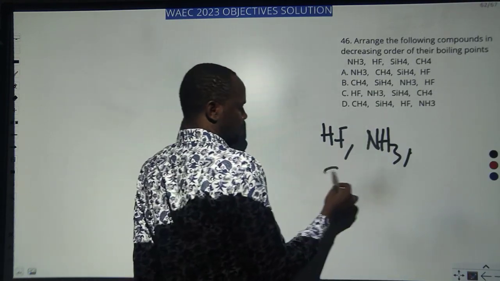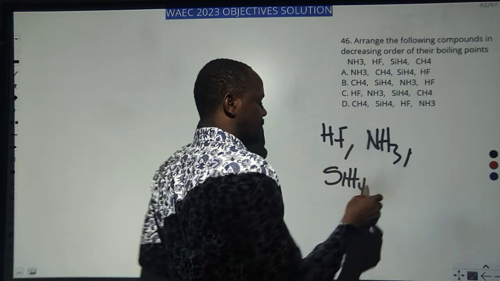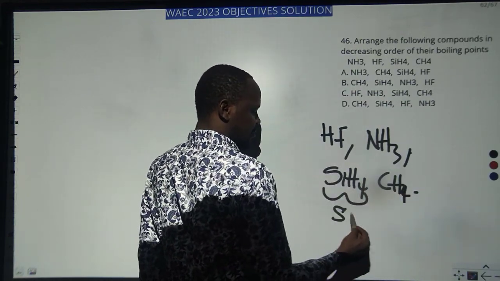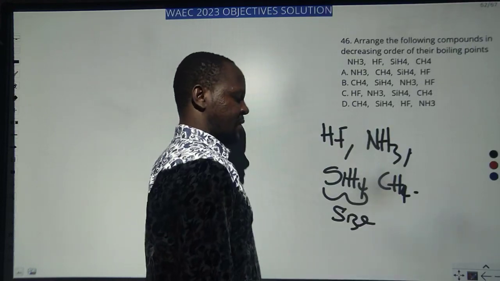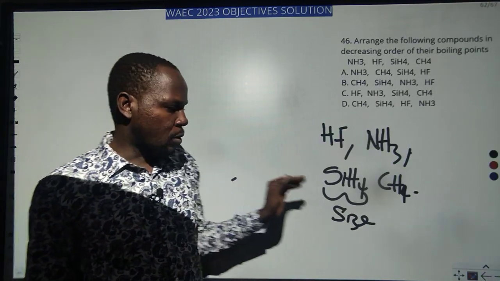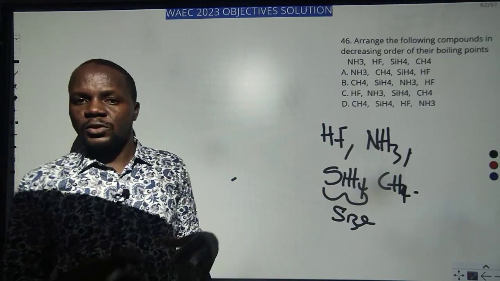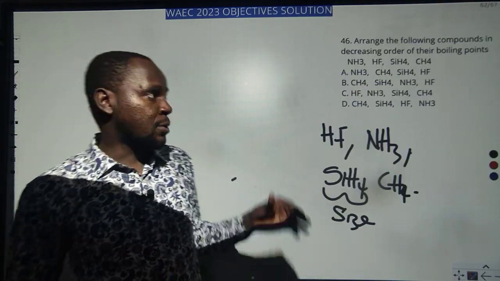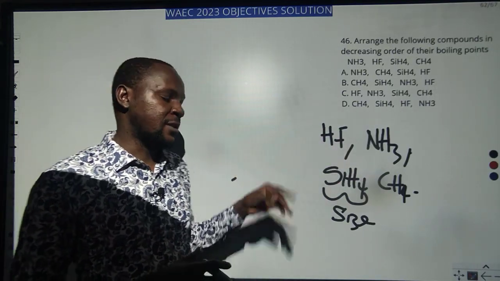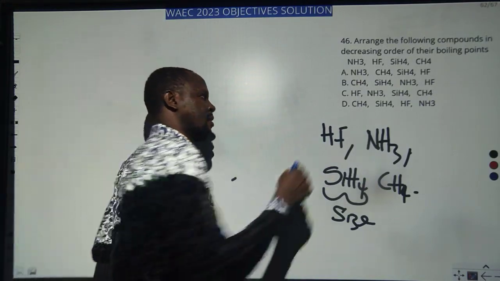But silicon hydride has a higher boiling point than this guy, simply because the size of this guy is bigger than the size of this one. So another teacher will tell you the higher the size, the higher the boiling point. Fine. In the case of two compounds having the same intermolecular bond, you look at their size. So the decreasing order will be hydrogen fluoride taking the lead, followed by ammonia, followed by silane, which is silicon hydride, and followed by what? The methane. So the correct answer is choice C.